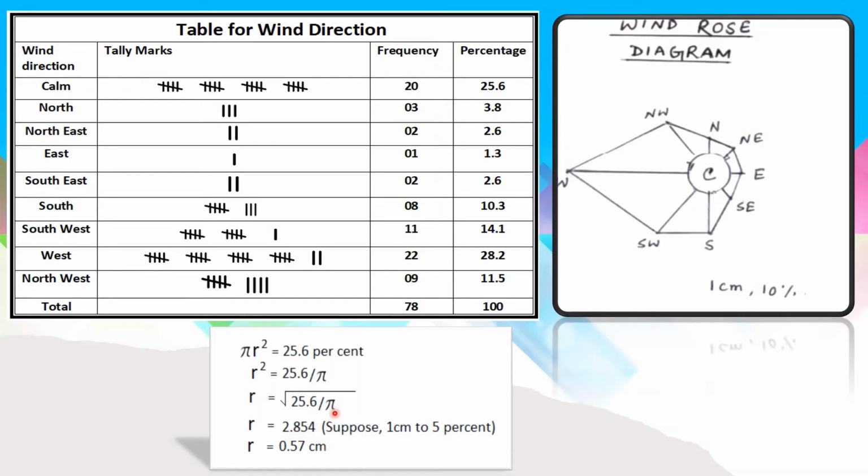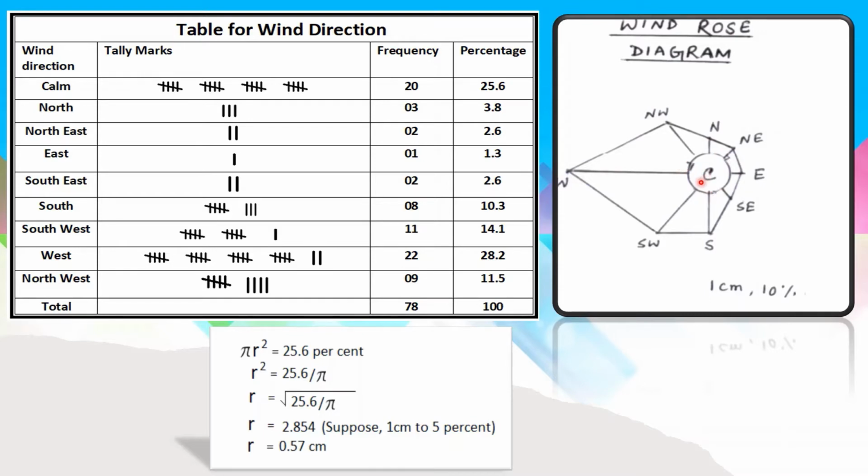2.854%. So it must be transformed into centimeters. Suppose the scale is 1 centimeter to 5%. So R equals 0.5657 centimeter. So 0.57 centimeter must be used as the radius to draw the circle from the center.